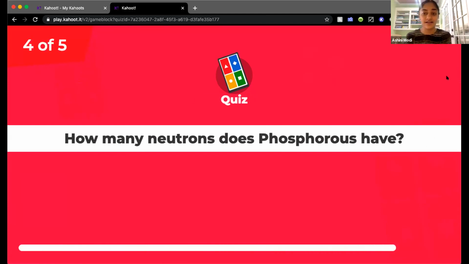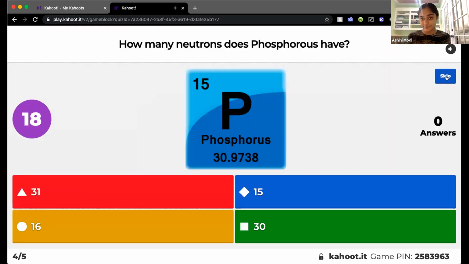How many neutrons does phosphorus have? So as you can see here, it has the number 15 at the top, which is the atomic number, and its atomic mass is 31. So how many neutrons does it have?